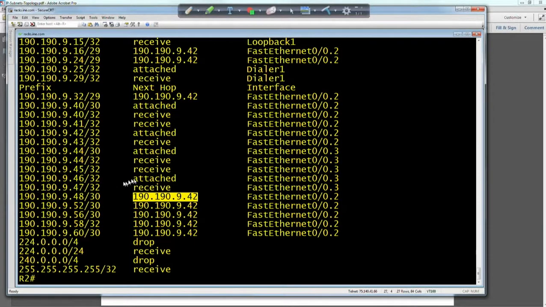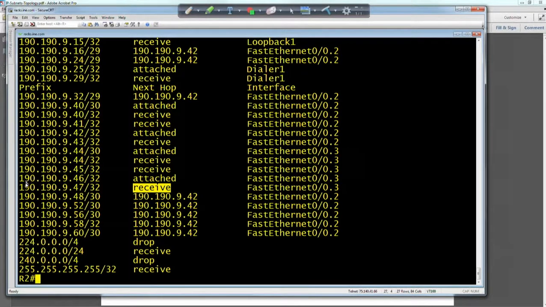What do you think this means? Receive. What's that telling us? So if a packet comes in and it matches this, it says receive it. What are we going to do there? That means send it to my CPU. Send it to my CPU for processing.